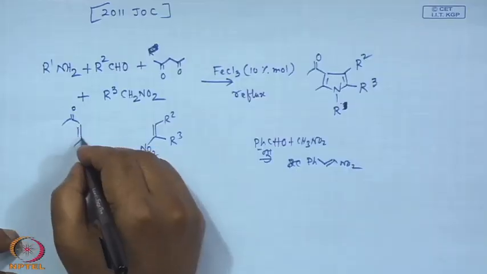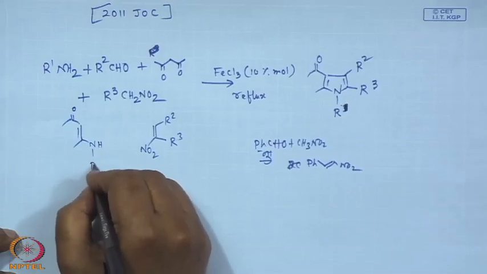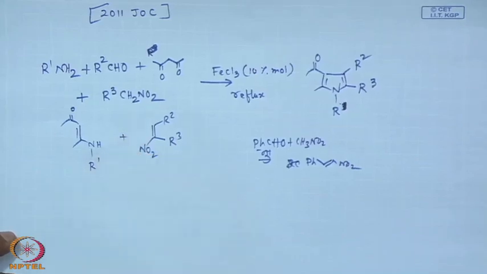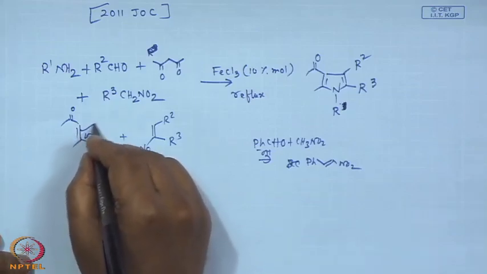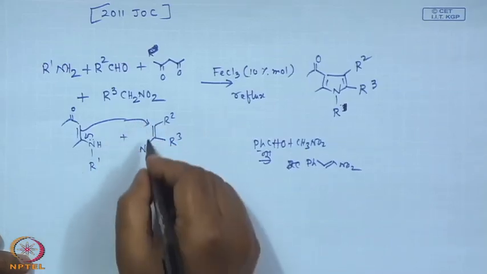You check the NMR, you will see what it is. That is nothing but this enaminoketone, and in this case is this one. That is it. And what else? What is the next step? That enamine, all of us know, is a nucleophile, and nitroalkene is an acceptor, a Michael acceptor.